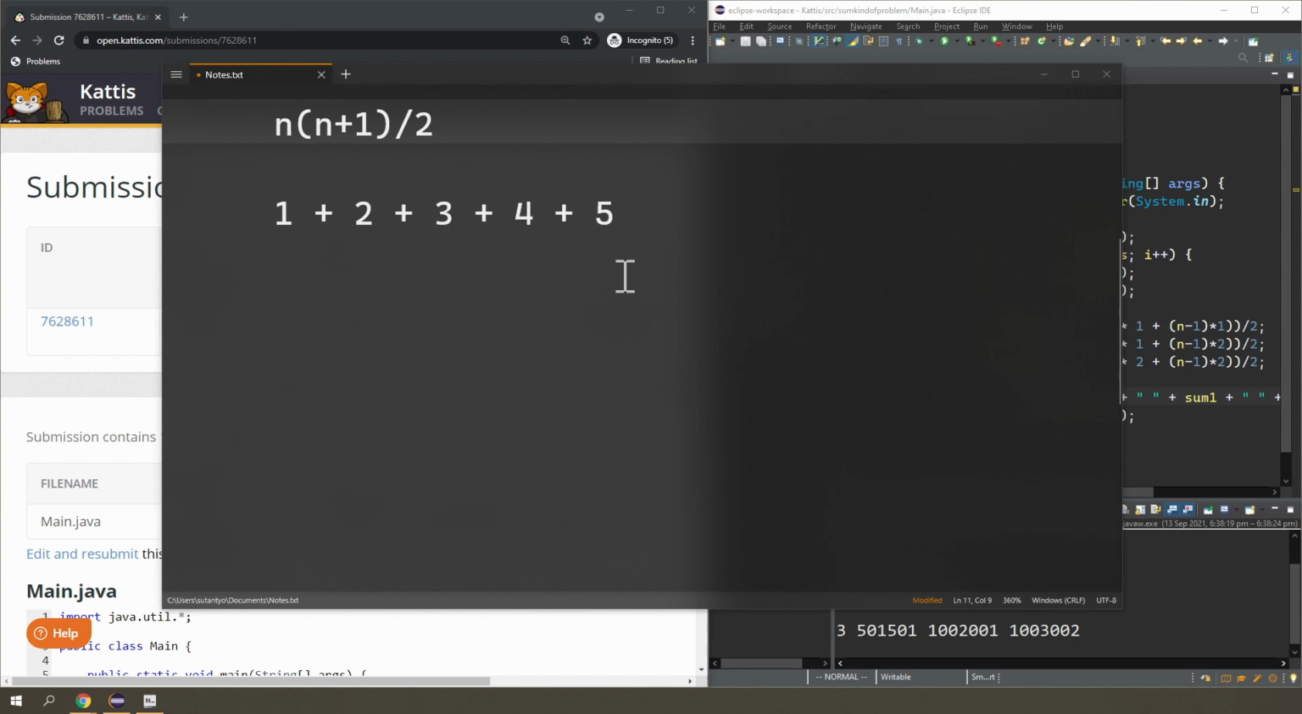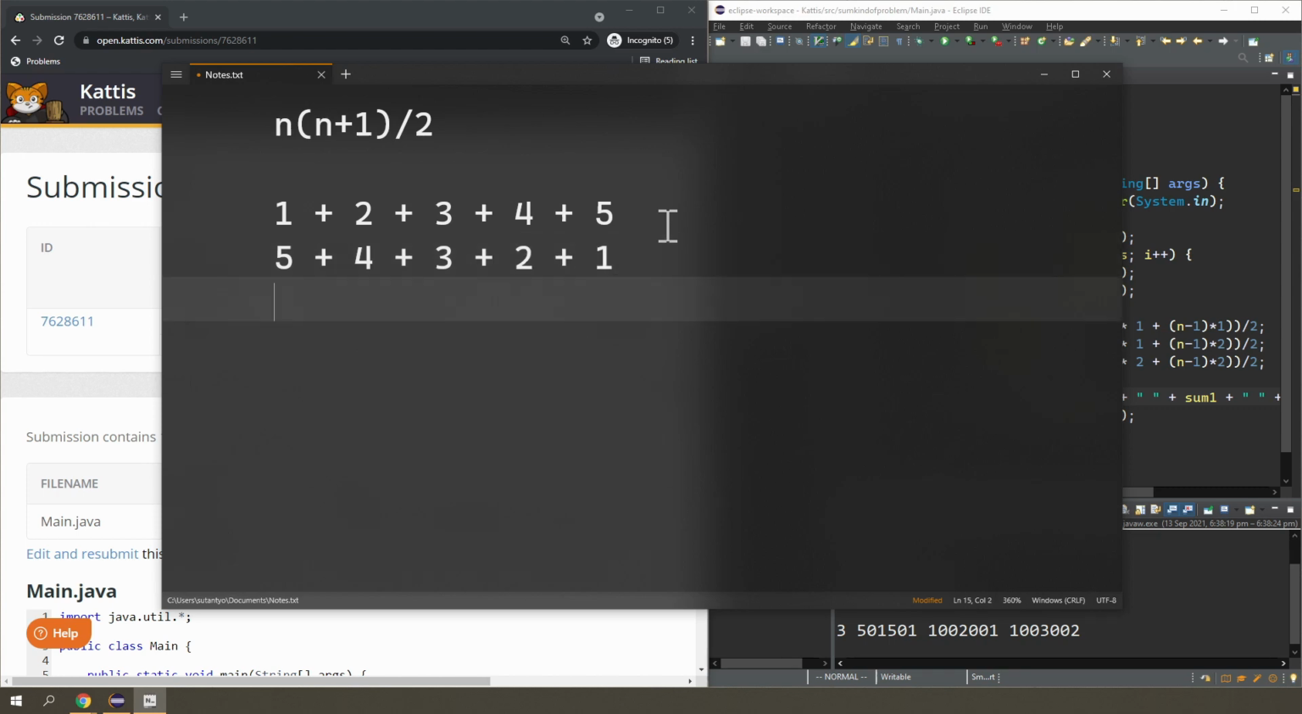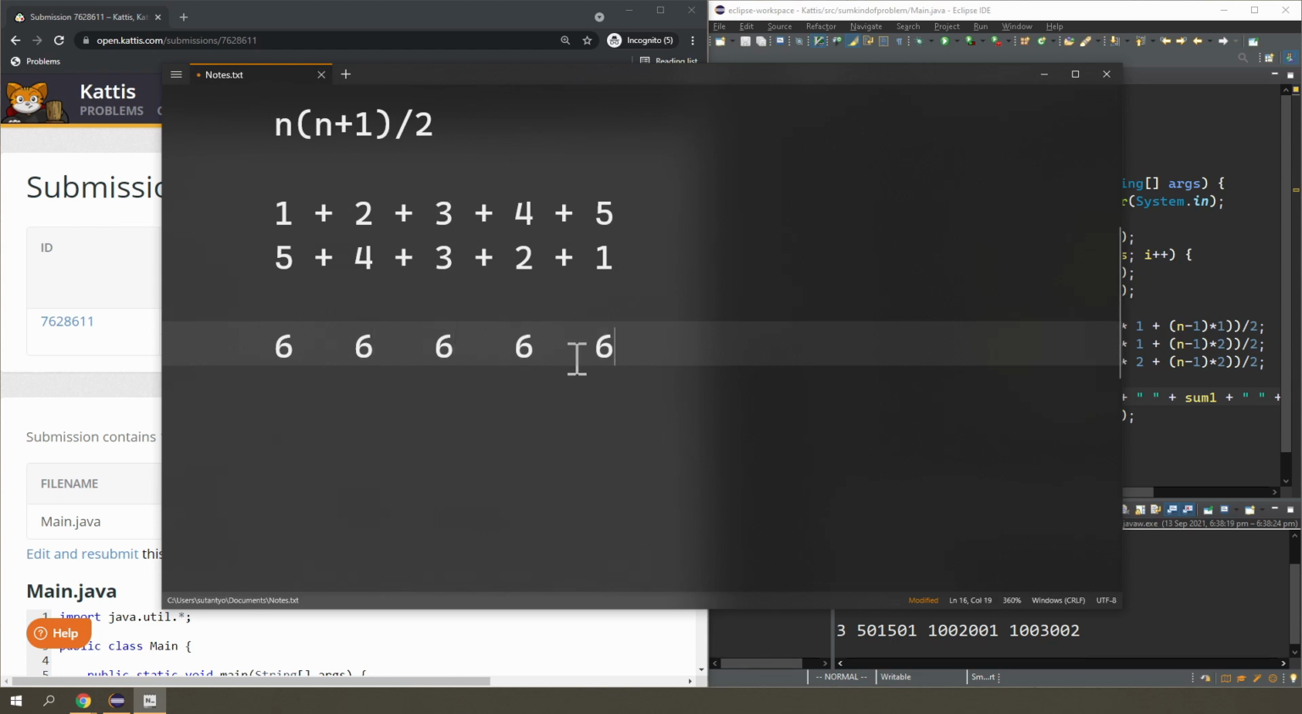But where this formula comes from is actually very simple. Legend has it that Gauss, the great mathematician, worked this out when he was 6 years old or something. If I just write the whole sum in reverse, can you see what happens here? If I add these two, I'm going to get 6. If I add these two, I'm going to get 6. If I add these two, I'm going to get 6. And 6, and then 6, and so on.